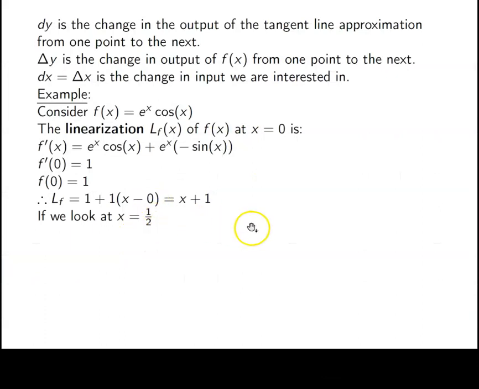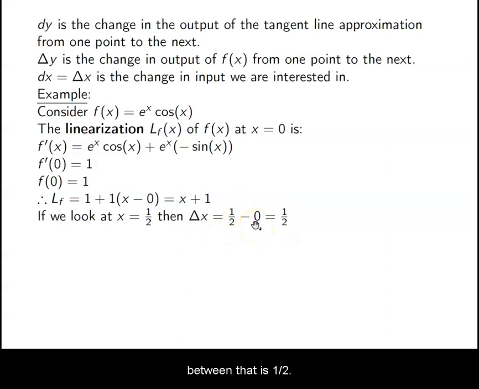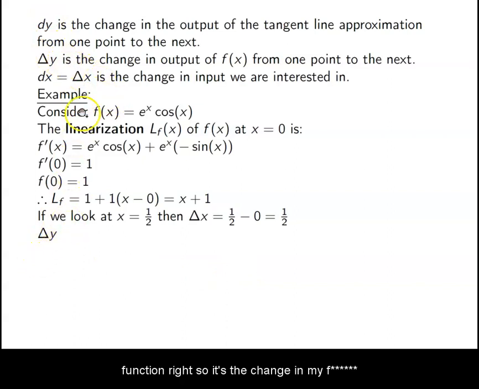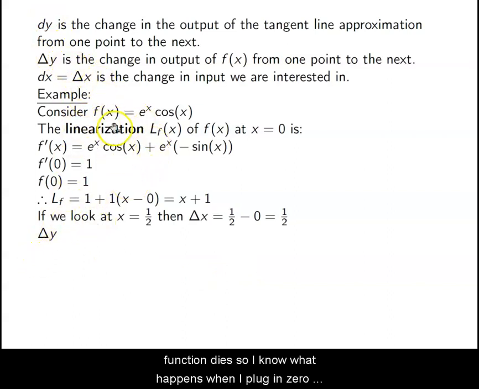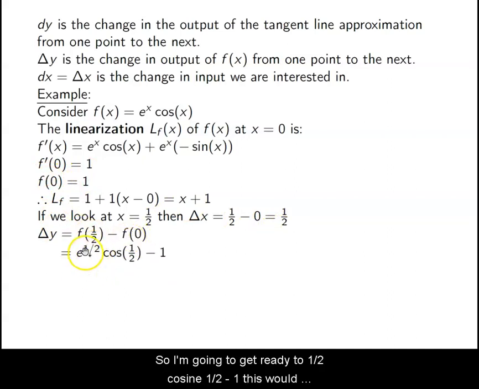Okay, so we're going to look at what happens at x equals 1/2. That means my change in x is 1/2, because I go from 0 to 1/2, so the distance between them is 1/2. My delta y, remember, is the change in the outputs of my function. I know what happens when I plug in 0, so I'm going to plug in 1/2 to my function and find those differences. So I'm going to get e to the 1/2 cosine 1/2 minus 1. This would be the exact value.